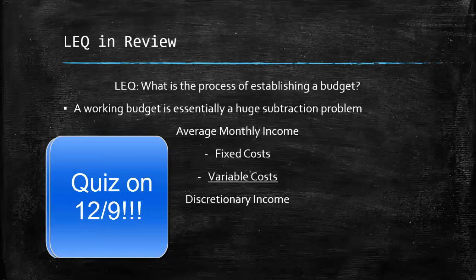To conclude, what is the process of establishing a budget? A budget, you need to know your average monthly income, your fixed cost, and your variable cost. A budget is nothing more than a huge subtraction problem. You start with your average monthly income, subtract out your fixed costs, subtract out your variable costs, and you are left with the fancy term that we call discretionary income. Discretionary income, which means amount of money left after you subtract out your expenses, specifically your fixed cost and variable cost.